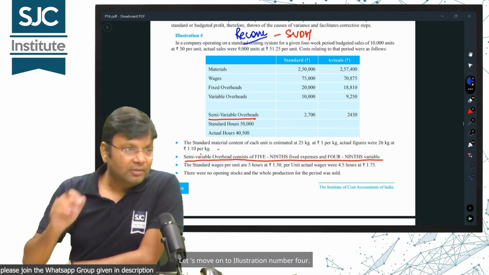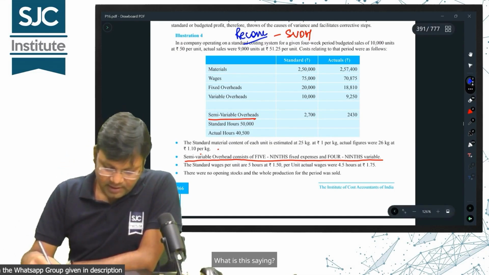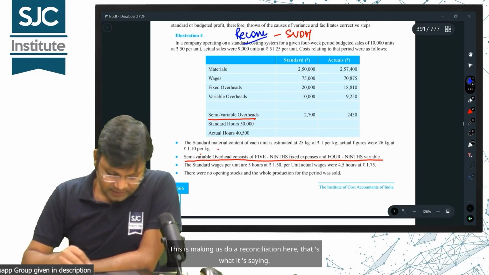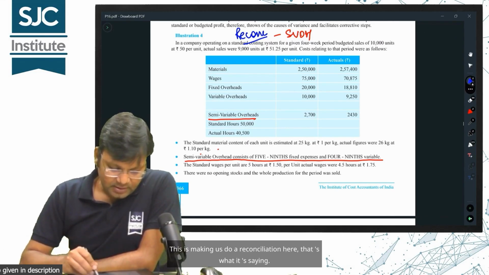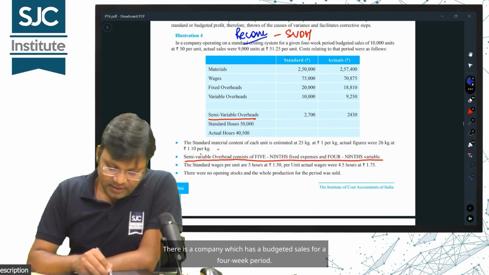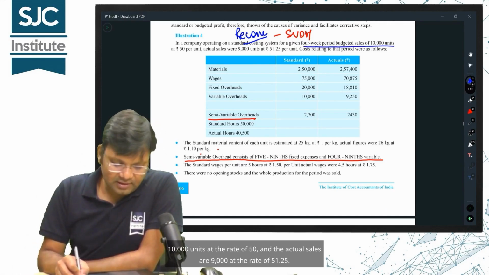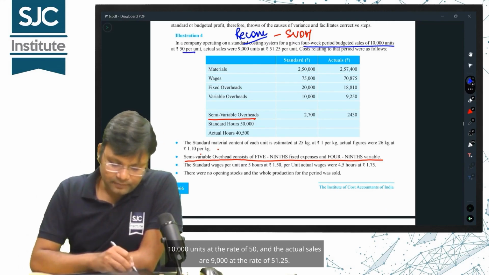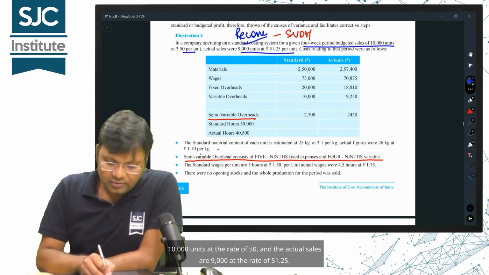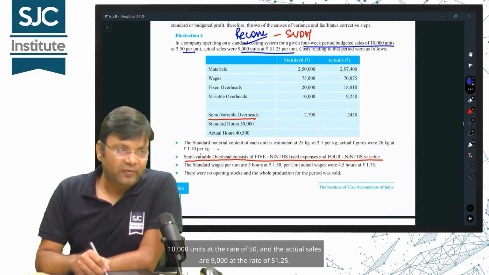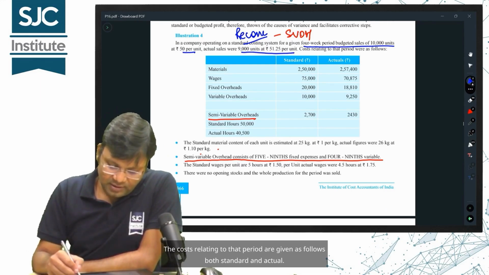Let's move on to illustration number 4. What is this saying? This is making us do a reconciliation here. There is a company which has a budgeted sales for a 4-week period of 10,000 units at the rate of 50, and the actual sales are 9,000 at the rate of 51.25. The costs relating to that period are given as follows, both standard and actual.